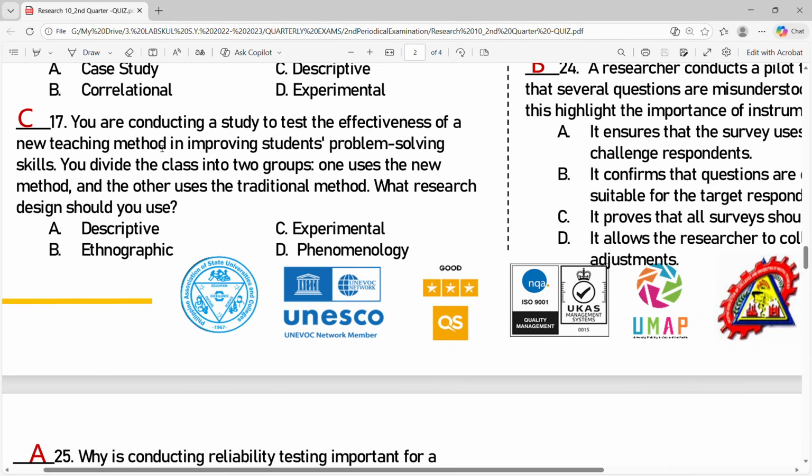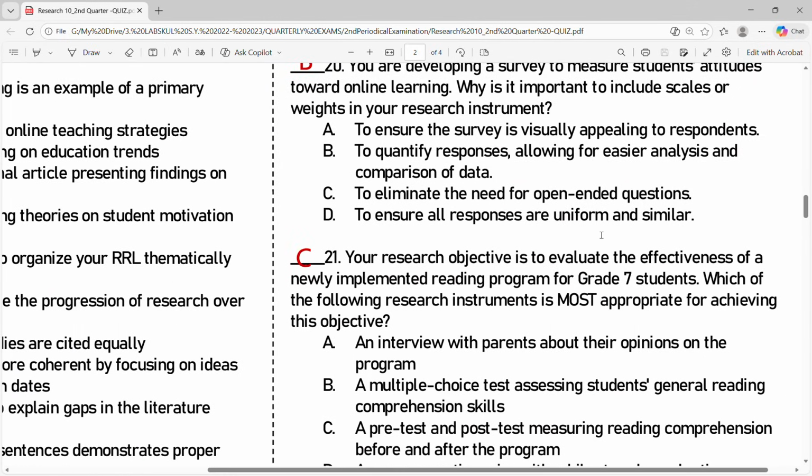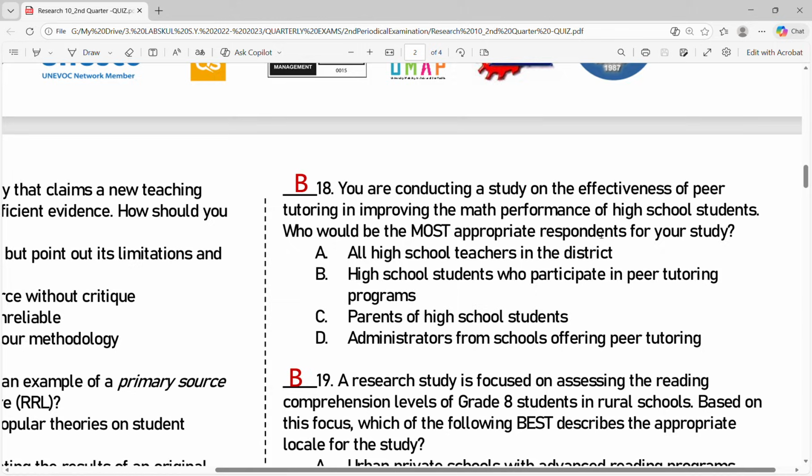17. You are conducting a study to test the effectiveness of a new teaching method in improving students' problem-solving skills. You divide a class into two groups. One uses the new method, also known as our experimental group, and the other uses the traditional method, so our control group. So what research design should you use? Of course, the correct answer is letter C, experimental research design.